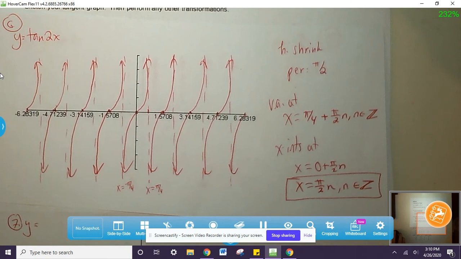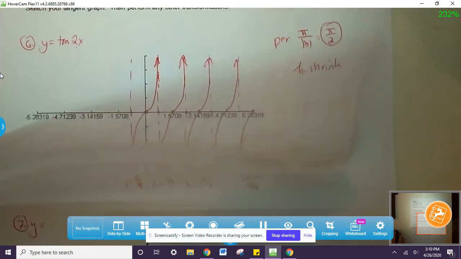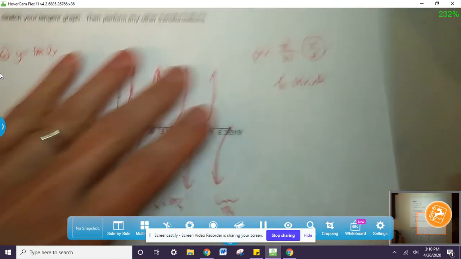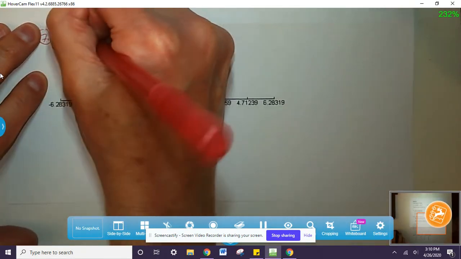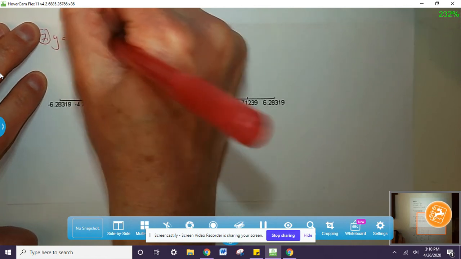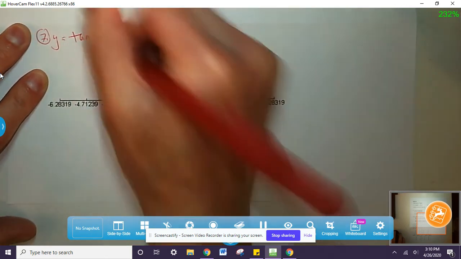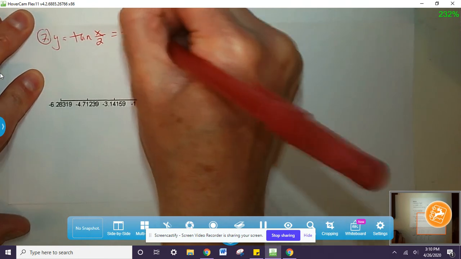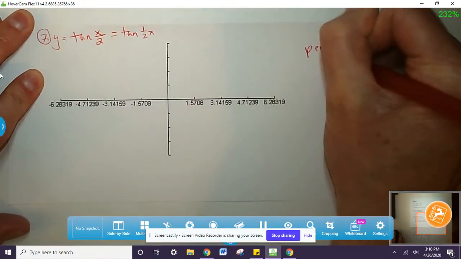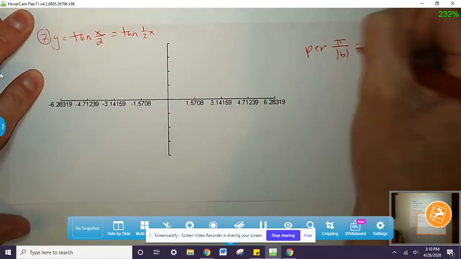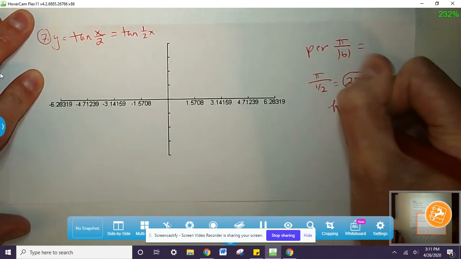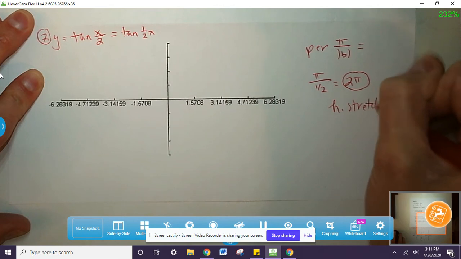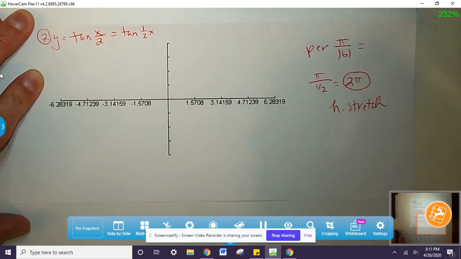All right. One more example to go. Our final example for today is going to use the same process. You can probably guess. We're going to do y equals tangent x over 2. So tangent x over 2 is the same thing as tangent 1/2 x. If we go to find the period of this function, it's going to end up being 2 pi, which is a horizontal stretch because the period got longer. The period for tangent's usually pi, and now it's 2 pi.